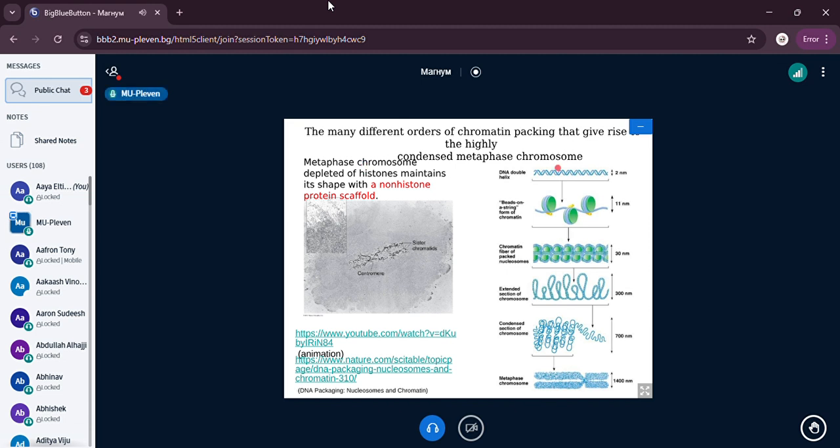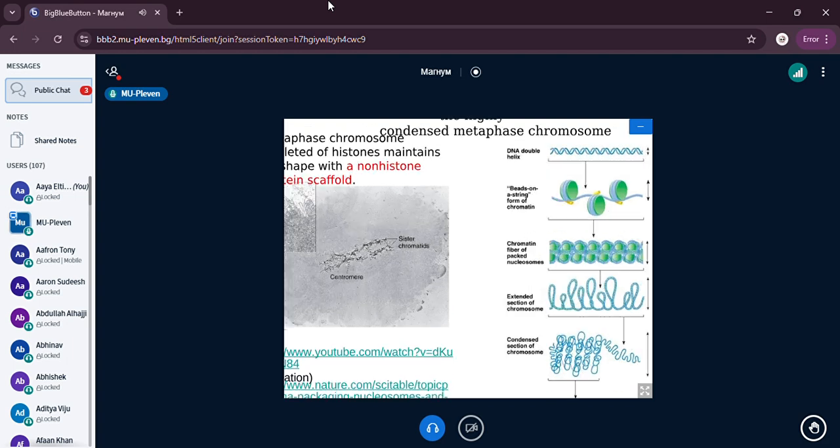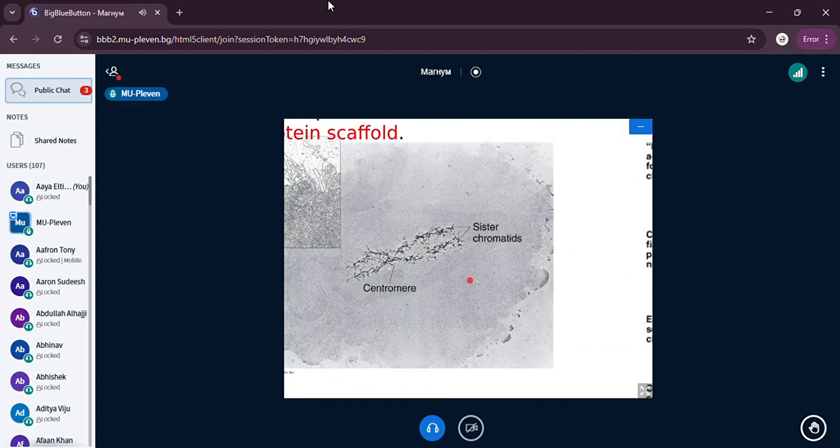And here are the different orders of chromatin packaging, from the naked DNA molecule to the metaphase chromosome. Here we can see how the metaphase chromosome is depleted. I will enlarge the image again. The chromosome is depleted of histones with enzymes that degrade the histone proteins, and we can see that only the DNA material is left, and maybe non-histone proteins. Here is the centromere, and these are sister chromatids.